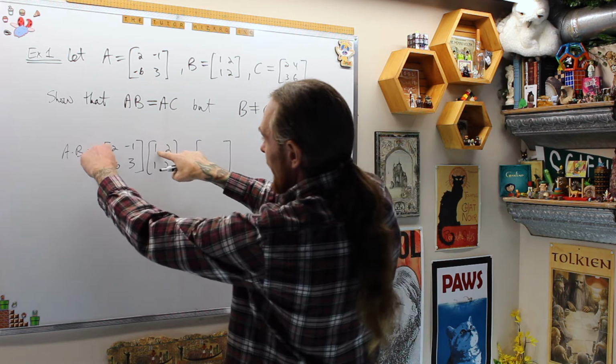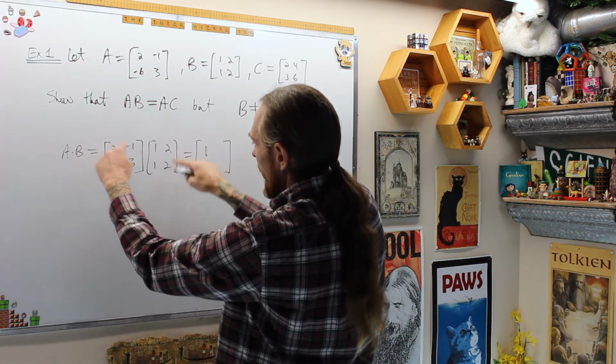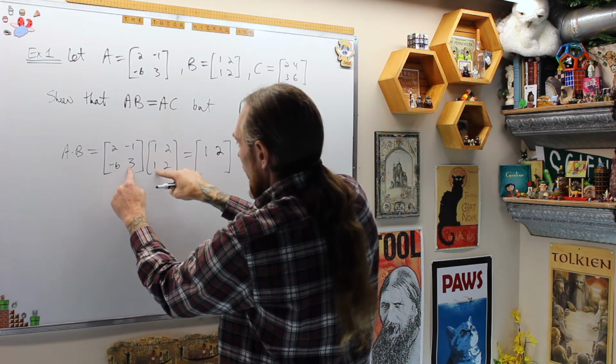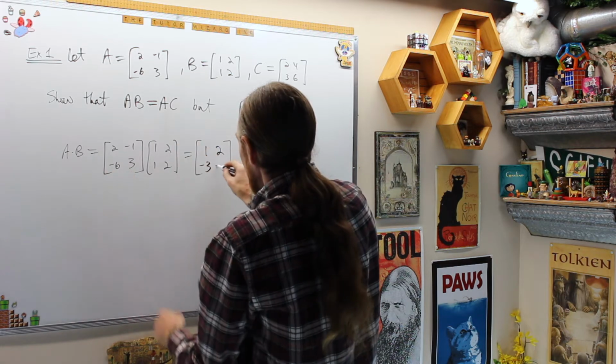And then we're going to have 2 minus 1 is 1. And then 4 minus 2 is 2. And then I have negative 6 plus 3 is negative 3. And negative 12 plus 6 is negative 6.